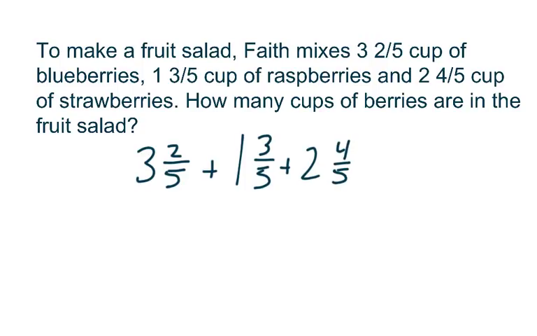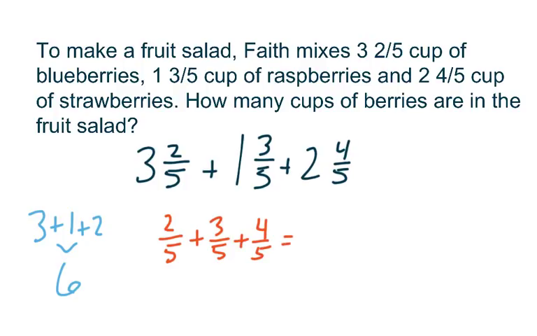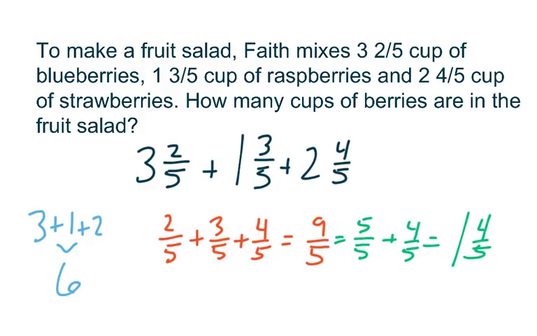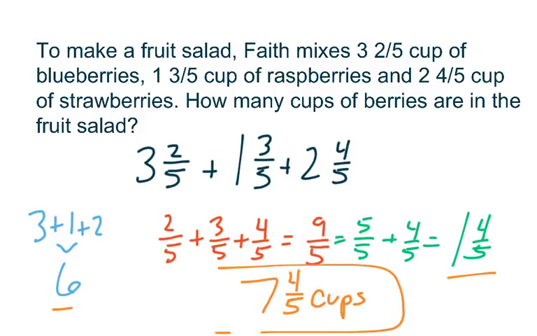And when we add all these together, we're going to add our whole numbers. So 3 plus 1 plus 2, and that gives me 6. I'm then going to add my fractions, 2/5 plus 3/5 plus 4/5. And when I add all of those fractions together, I'm left with 9/5. I'm then going to regroup that. So I'm going to pull out my wholes. And when I do this, I have 1 4/5. And then I need to add my 1 4/5 and my 6 together. So 1 plus 6 gives me 7 4/5. So we have 7 4/5 cups of berries.